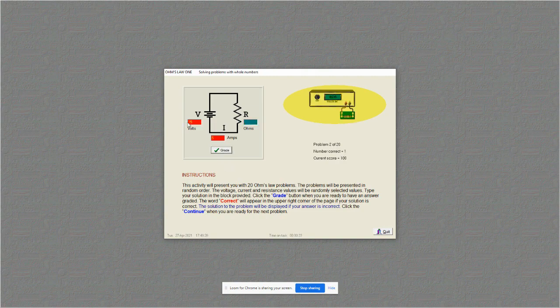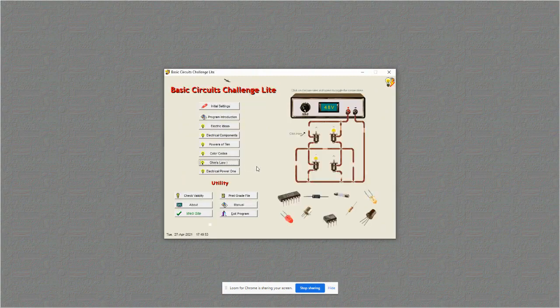Now it's asking for R. So R is V divided by I. So 15 divided by 5, that would be 3. And now it's asking for I, which is V divided by R. So 28 divided by 4, and that's 7. And that's how you get past these. That's Ohm's Law 1.